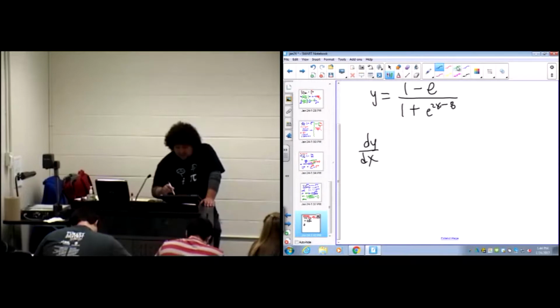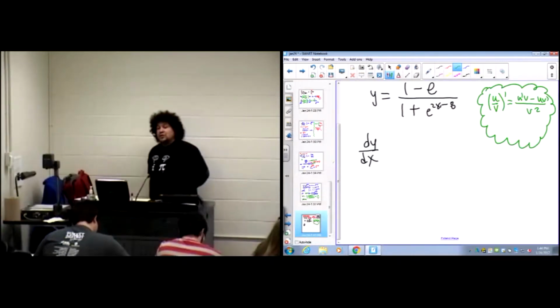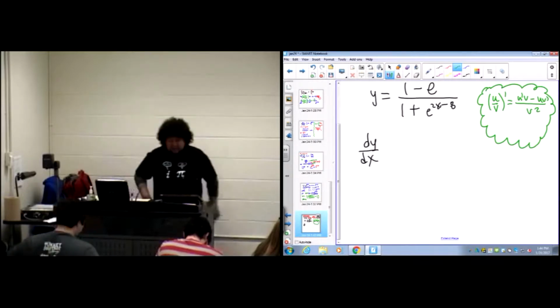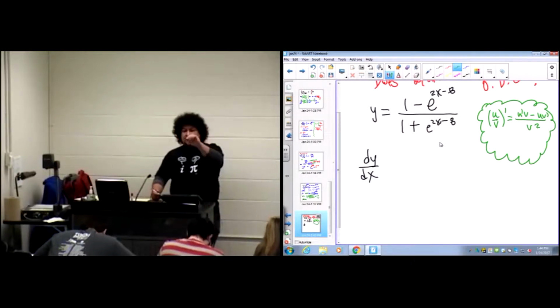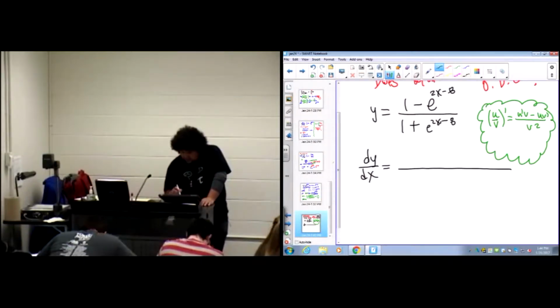So we have a quotient. We have an expression here. One numerator, 1 minus exponential. Denominator, 1 plus exponential. We differentiate using this quotient rule. So when we take the derivative, we're going to have a denominator squared. That would be this 1 plus e to the 2x minus 8. And the numerator is going to be something that looks like this. Right? So we have something multiplying another factor minus the product of two other factors. Okay, so let's see what this numerator looks like.